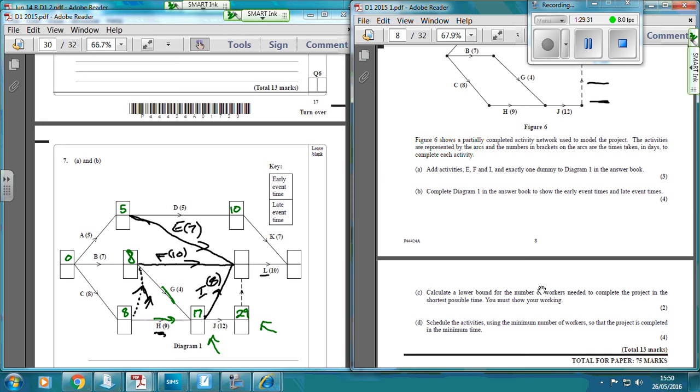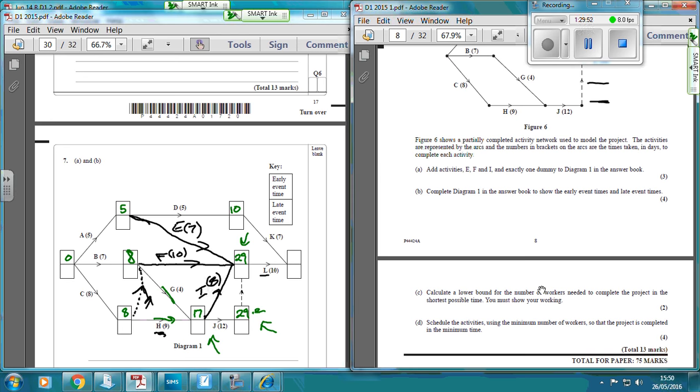And then for this one here, everything's got to finish. So E's got to finish, F's got to finish, I's got to finish, and J's got to finish. So 5 plus 7 is going to be 12. 8 plus the 10 is going to be 18. 17 plus 8 is 25. But you've also got this 29, which has got to be finished here. So that's going to be 29.